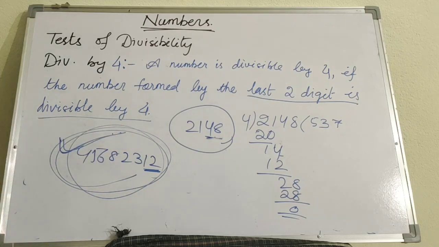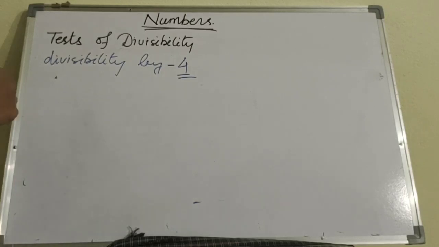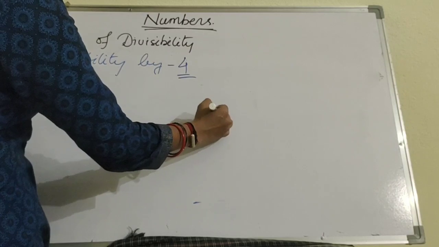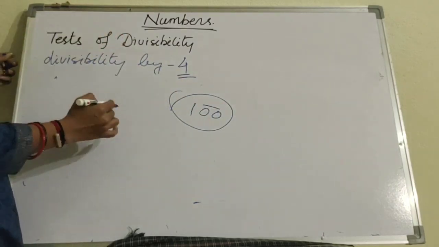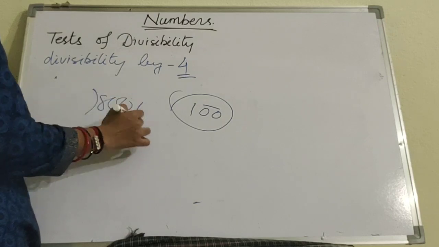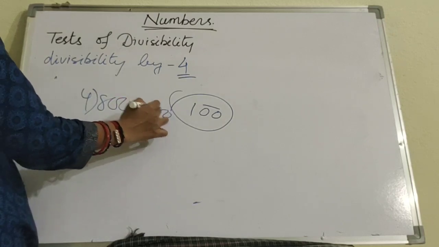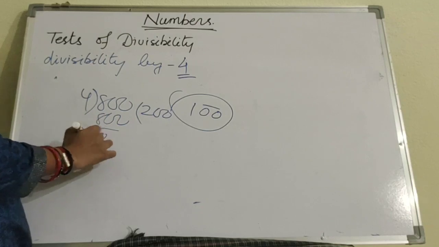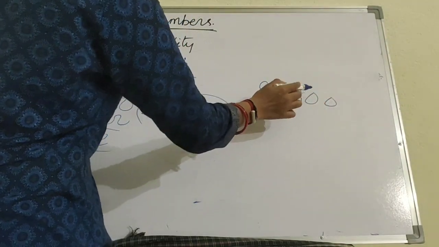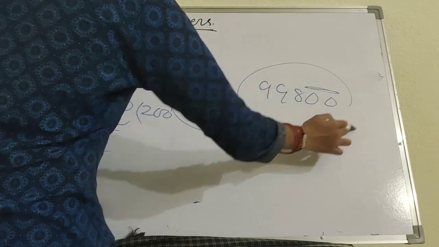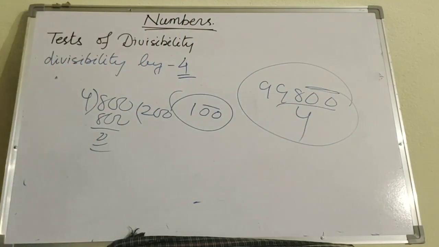So next is divisibility by 4 again. The trick for divisibility by 4 is if the last two digits are 0, that means that number is divisible by 4. For example, 99800. The last two digits are 00. That means it is divisible by 4.